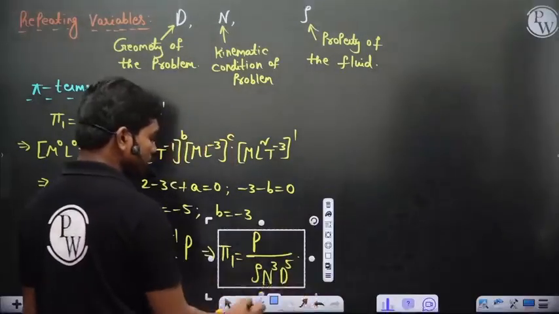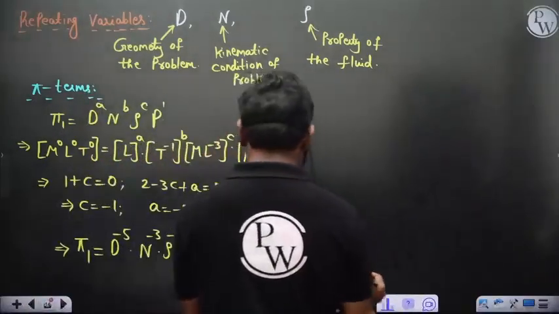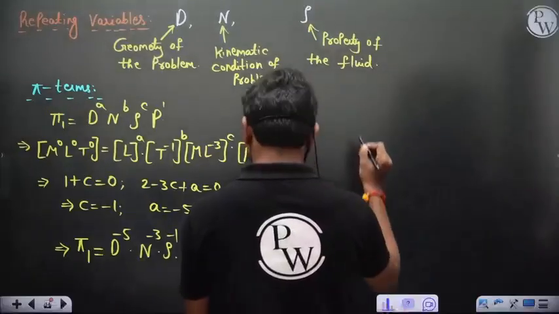So let's calculate the second, because you have total 5 pi terms. Let's calculate all the 5. So pi 2.